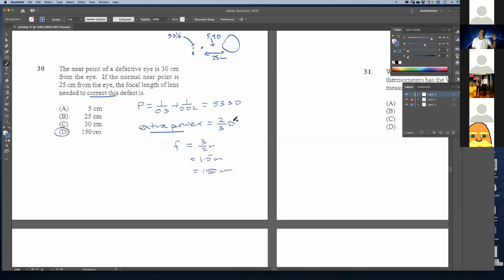And we know the power of a corrective lens is 1/f. Therefore, the focal length of the lens to fix the eye must be 1/P. If P is 2/3, then f is 3/2, which is 1.5 m or 150 centimeters. And that is the way I would teach it. That's the way I've taught it.